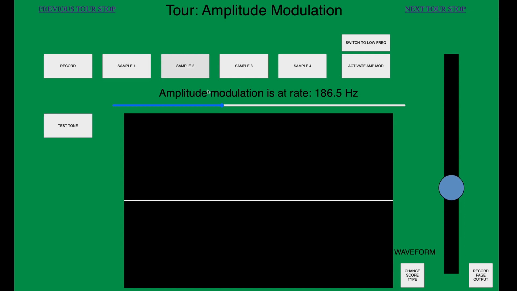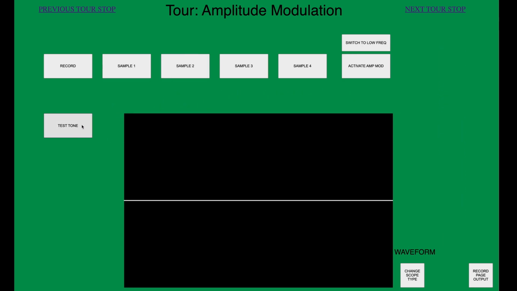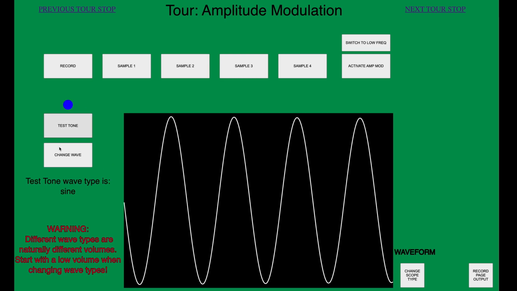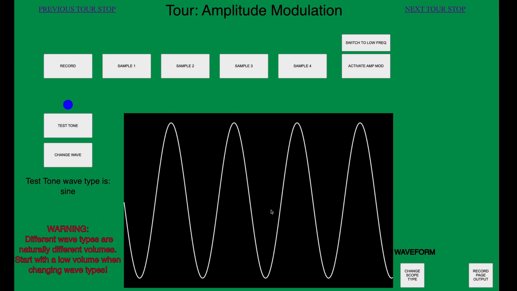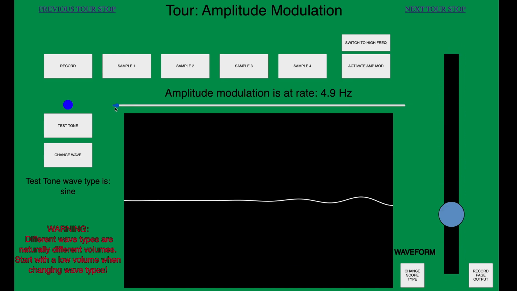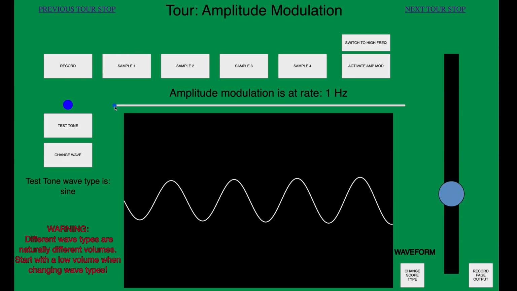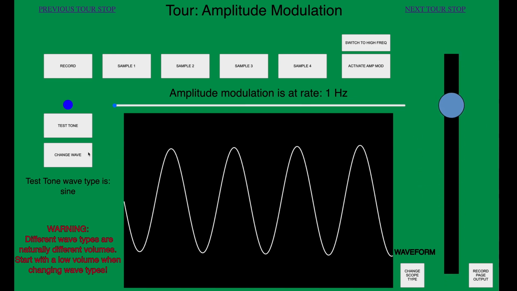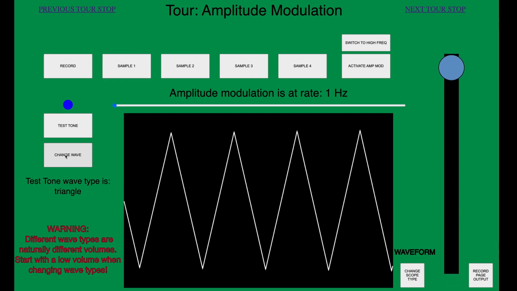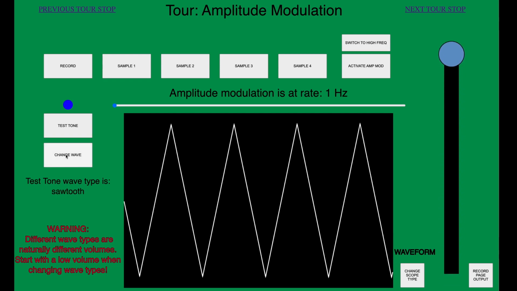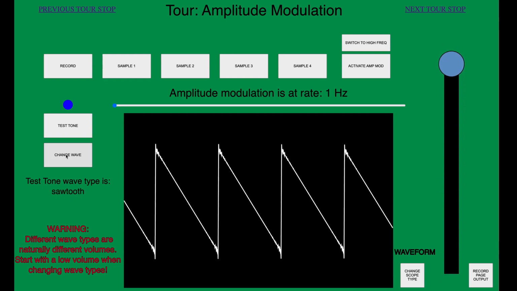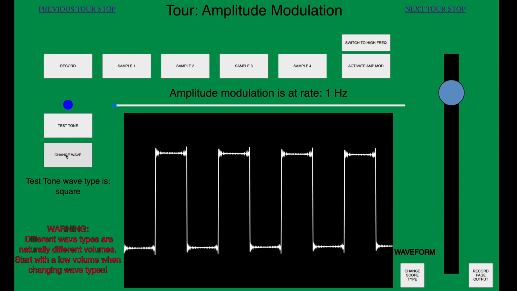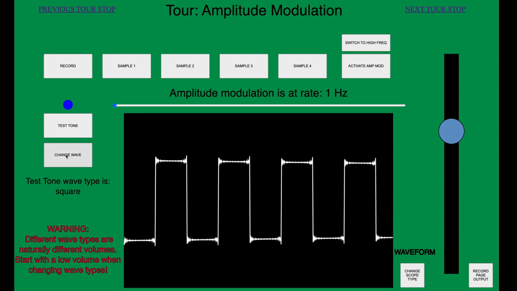Now the other cool thing about this page here is the test tone. So here we have a sine wave, and then if I turn on amplitude modulation, you can really clearly see what's happening with the amplitude. And then you can change wave type. There's a triangle wave, a sawtooth wave, or a square wave.